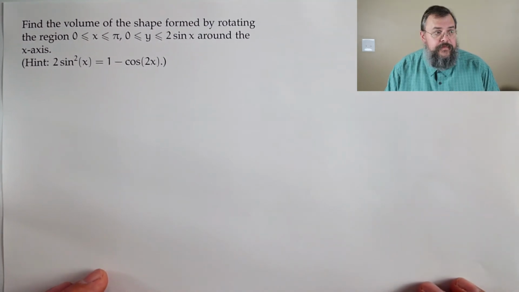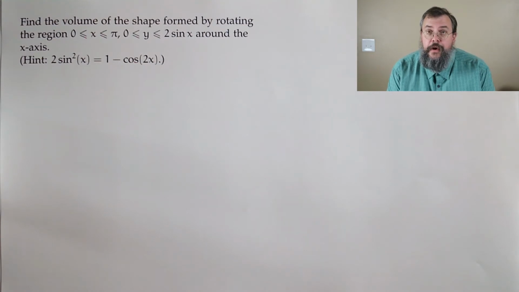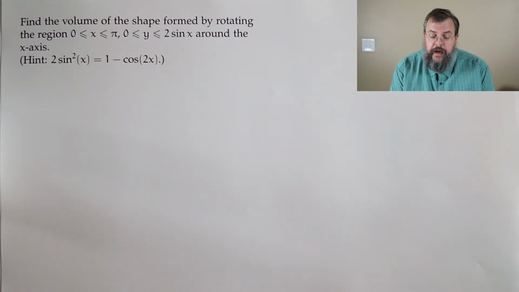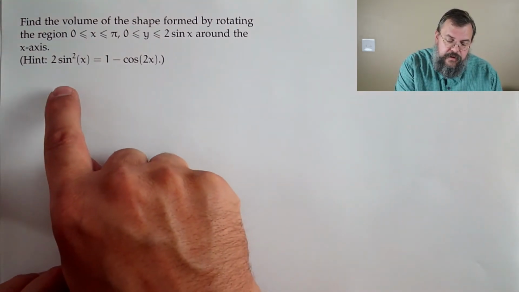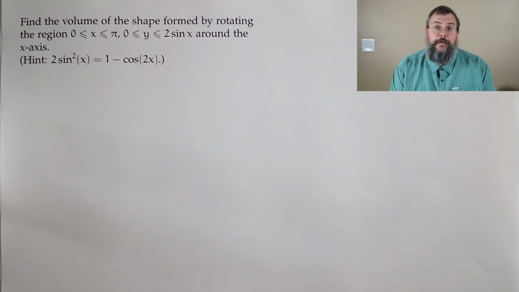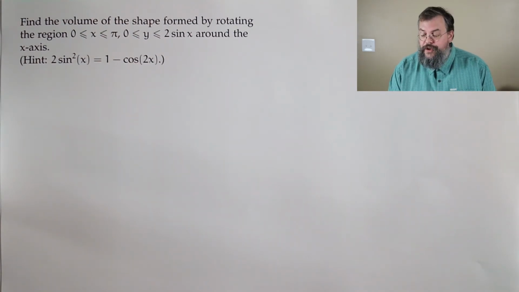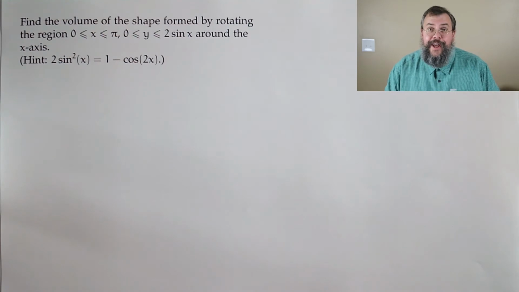Our next problem. Find the volume of the shape formed by rotating the region where x goes from 0 to pi and y goes from 0 up to 2 sine of x, and we go around the x-axis. It even gives us a hint. I don't know if we need it, but it says 2 sine squared x is 1 minus cosine 2x. This is actually a really nice rule. This is called the power reduction, and it's one of the 6 trig identities you should know. So it's probably good for us to learn it at some point. I'm sure sooner or later we're really going to drill into it, but maybe not today.